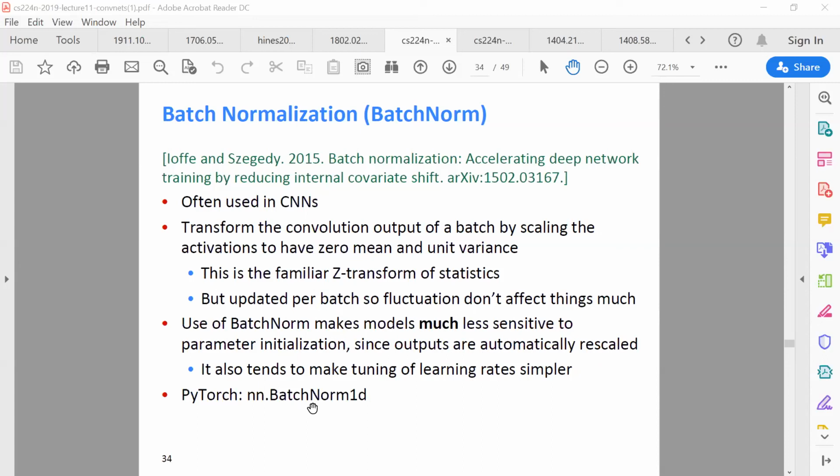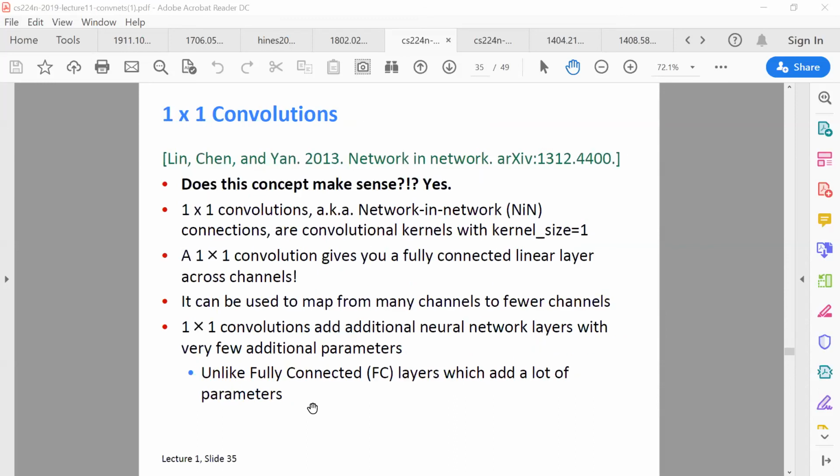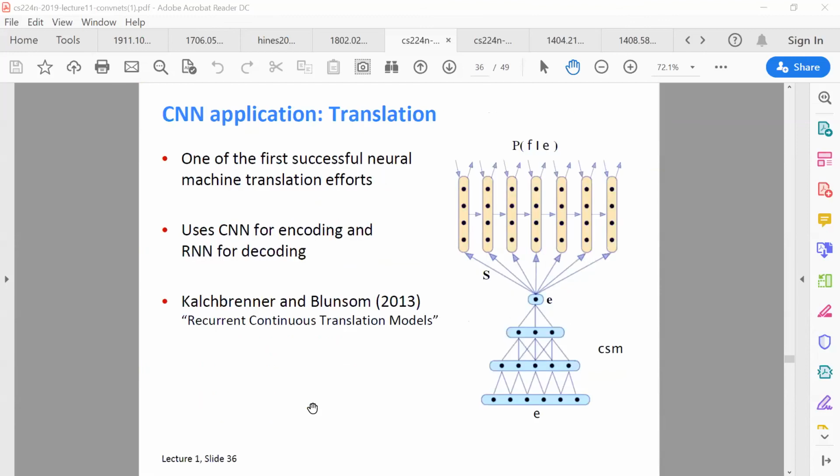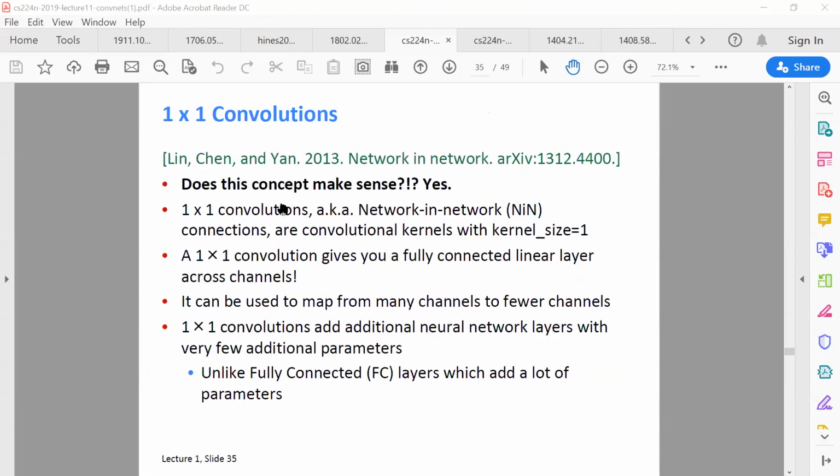So batch norm is available for use in NLP problems. And then this last part, the 1x1 convolutions, let's see how many we have left. I don't really understand what the point is. Does anybody understand 1x1 convolutions and can explain them? What's to be gained by a 1x1 convolution?